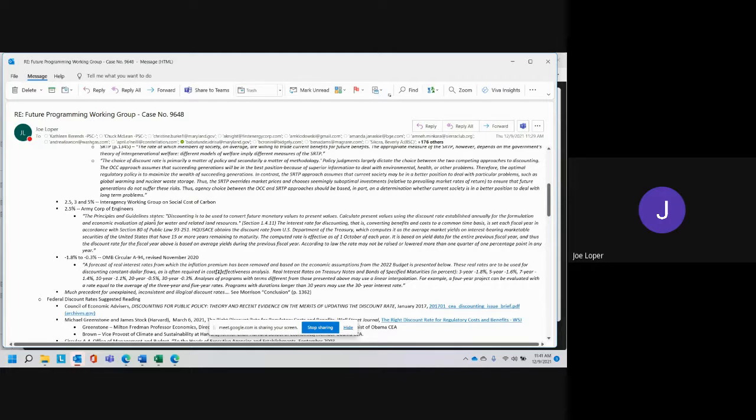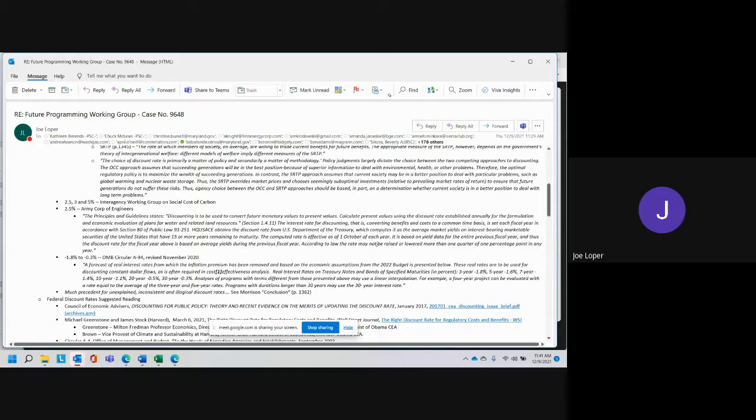For our purposes, they said some interesting stuff in here. So they calculated the discount rate based on this method I'm talking about, going and using 30-year treasury rates. But there's some... this last sentence is key.